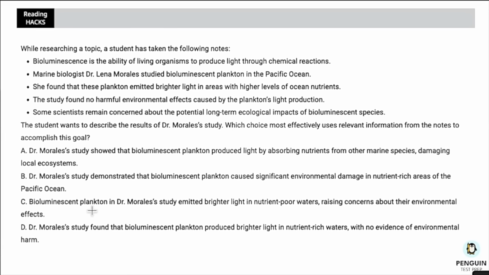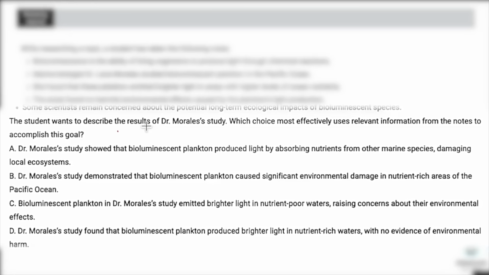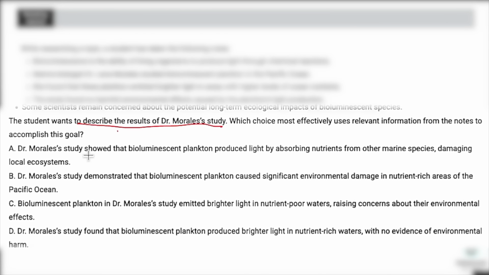And just as with the command of evidence questions, we also have a caveat that sometimes you will have to look at the notes, but we can start by not looking at the notes. So here, describe the results of the study, right? So A showed that plankton produced light by doing this thing. That is, in fact, describing results, so we would keep it. B demonstrated that they caused damage. That would also be describing results. So we're going to keep B. C also gives us results, and all of these end up giving us results. So we know that we are going to have to look back to the notes.